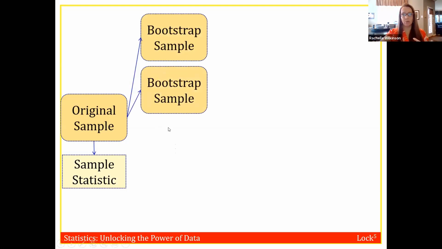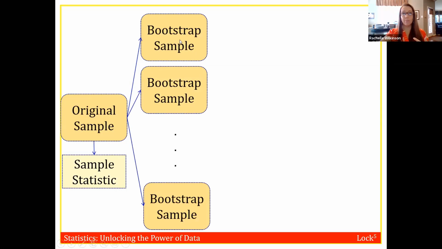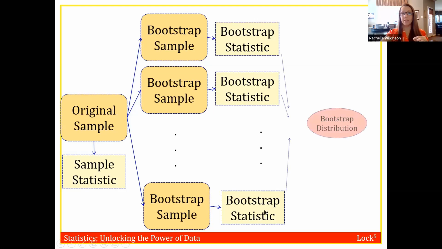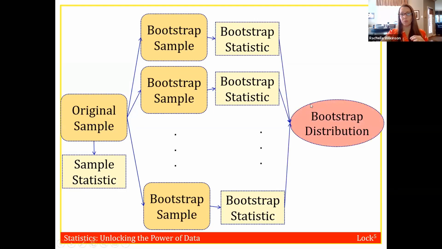That's when I'm going to start bootstrapping. So what I'm going to do is I'm going to take lots and lots of samples by sampling with replacement from my original sample. From each of those bootstrap samples, I'm going to compute a bootstrap statistic, and then I'm going to look at the distribution of all those bootstrap statistics, which is called my bootstrap distribution.